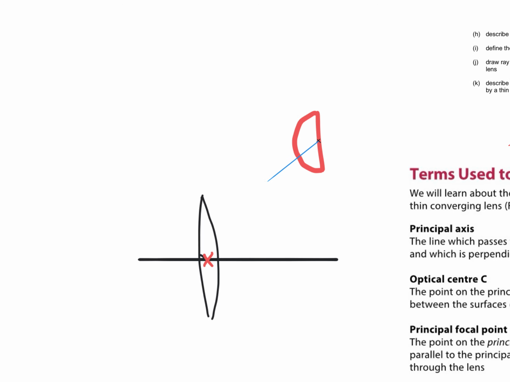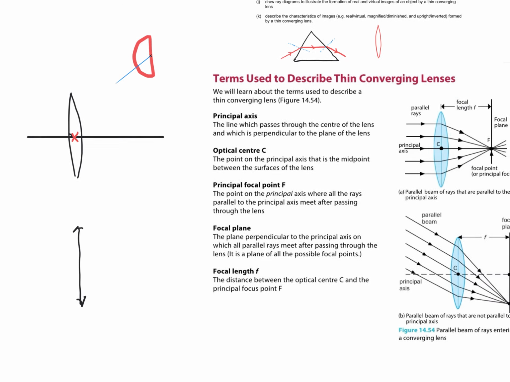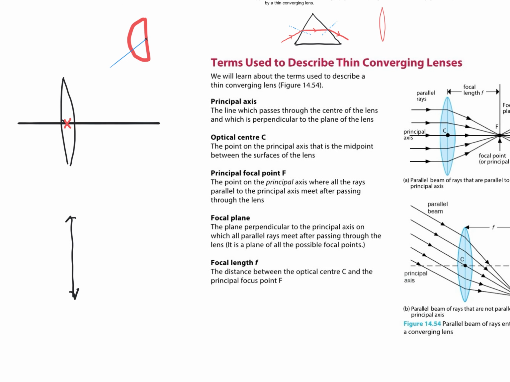Now let's see if we can understand what we know about the principal optical center, which is here. As long as the light ray enters and passes through here at the center, it does not get refracted at all. It will continue as a straight line. So now let's look at what we have on this side over here.